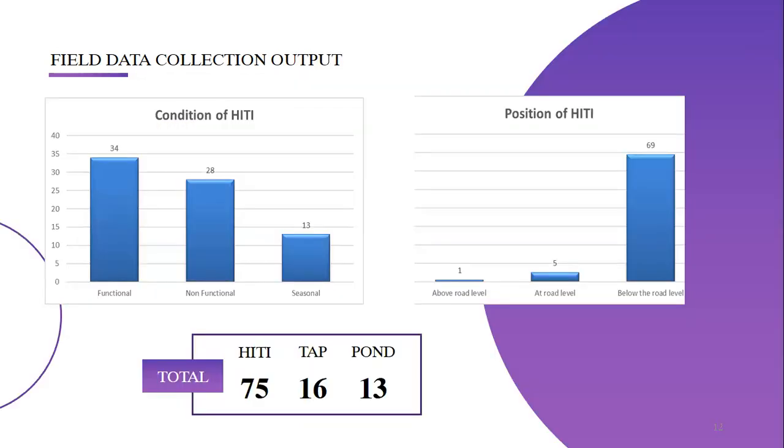So, field data collection output. So far, we were able to locate and collect data of 75 HITIs, 16 taps, and 13 ponds, shown in the slide as well. Among them, 34 were functional, 28 were non-functional, and 13 were seasonal HITIs from our field survey. And talking about the position of HITI, most of them were below the road level to maintain the flow of the HITI.